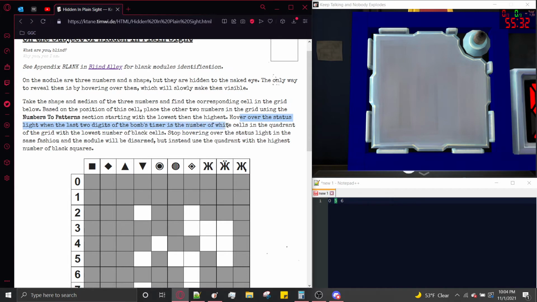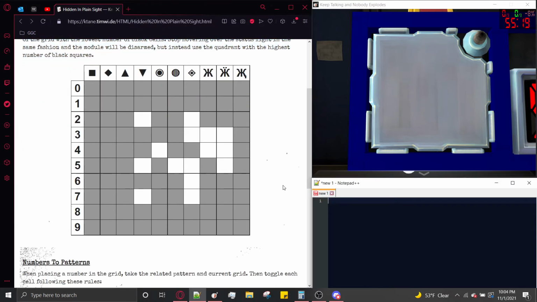cells. Stop hovering over the status light in the same fashion and the module will be disarmed, but instead use a quadrant with the highest number of black squares. So, I'm going to count the number of black squares in each quadrant. This is a 10 by 10 grid, so the 4 quadrants are the 4 5 by 5 grids within this 10 by 10 grid.